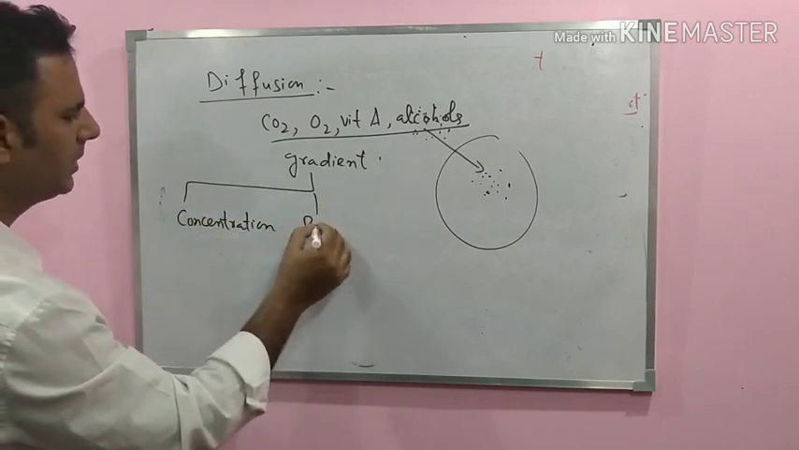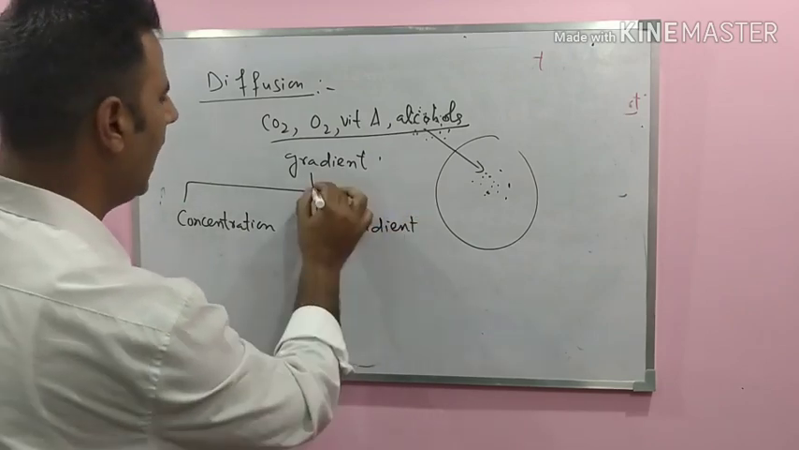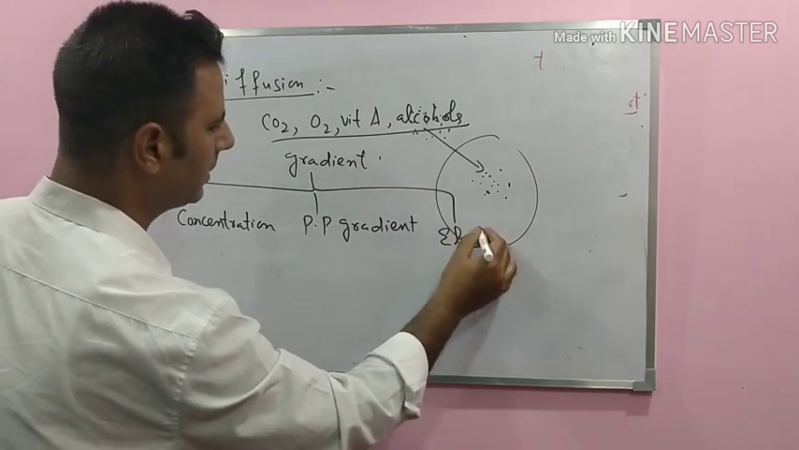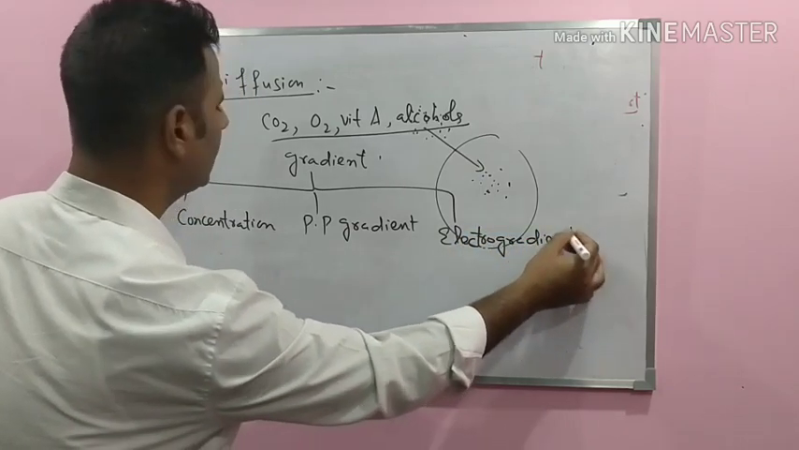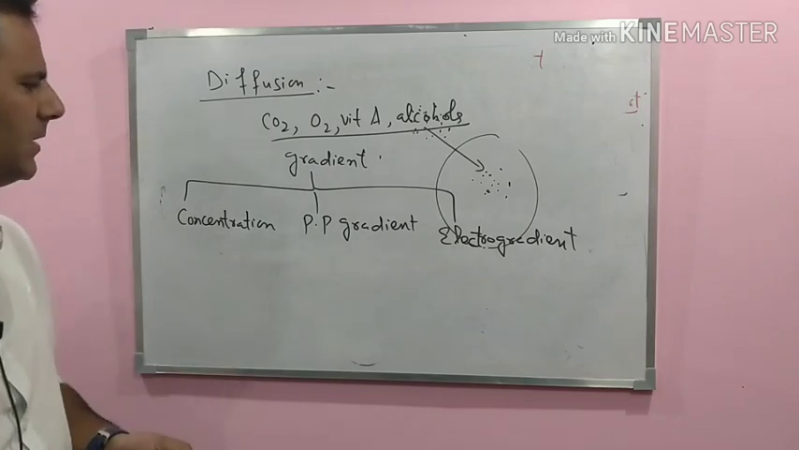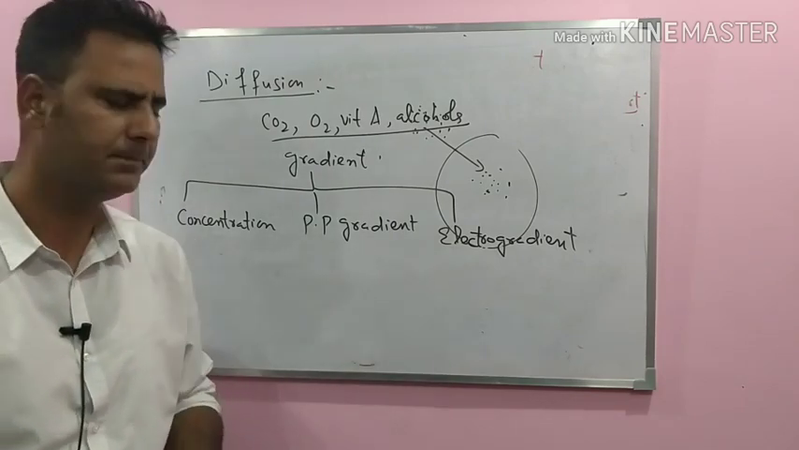Second is partial pressure gradient. And the third is electrochemical gradient. We have three types of gradients. One is concentration gradient. Second is partial pressure gradient. And the third is electrochemical gradient.